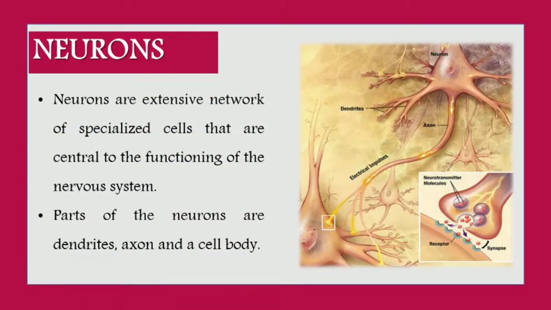Now, let's see about the functional unit of nervous system, that is the neurons. The neuron is the extensive network of specialized cells that are central to the functioning of nervous system. The parts of neurons are dendrites, axon, and a cell body. The cell body contains the nucleus and surrounding cytoplasm. It is the focus of cells' metabolic processes, housing the mitochondria, Golgi apparatus, and peroxisomes.